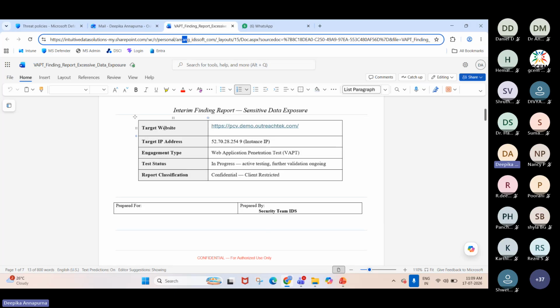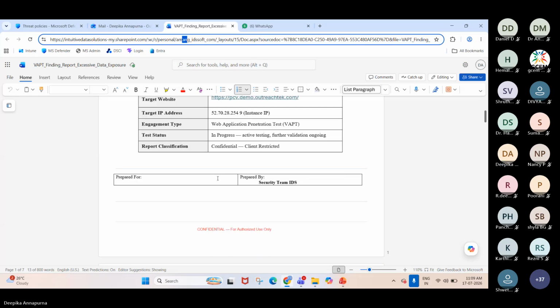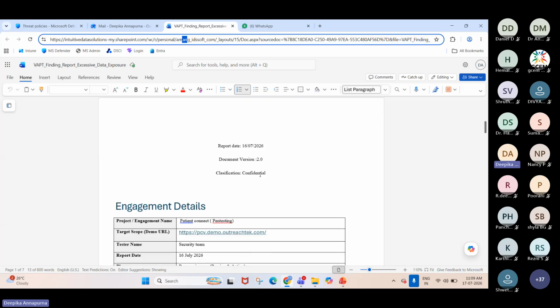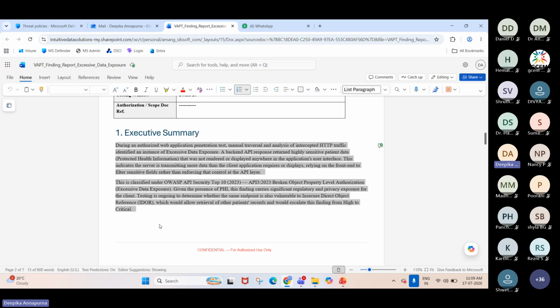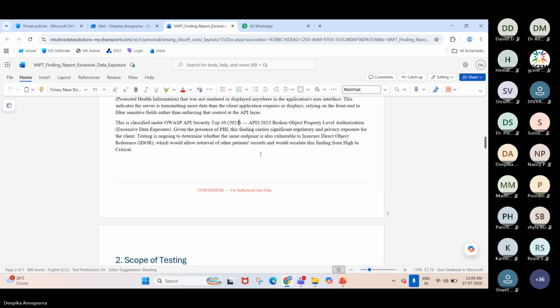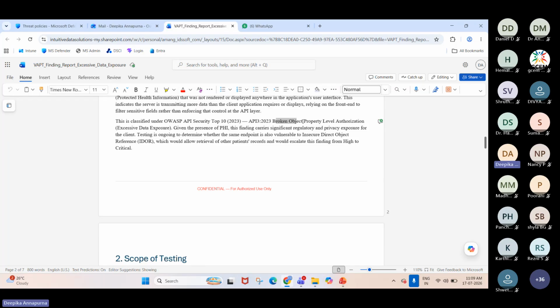So what is covered under the scope? The target website, ID, IP address, engagement type, it is VAPT, and the testing status, it is still in progress. Okay. So the executive summary of what has been done. As I have mentioned, it is classified under the OWASP API Security Top 10. Okay. So what had happened? Broken object property level authorization, excessive data exposure happened here in this case.